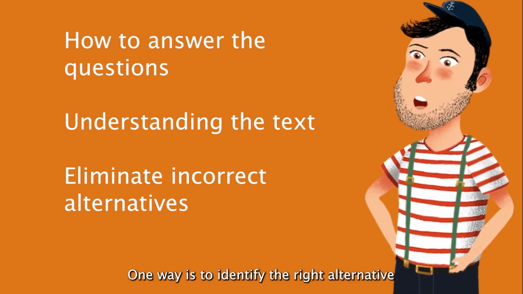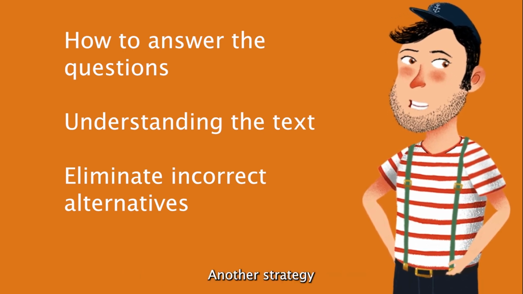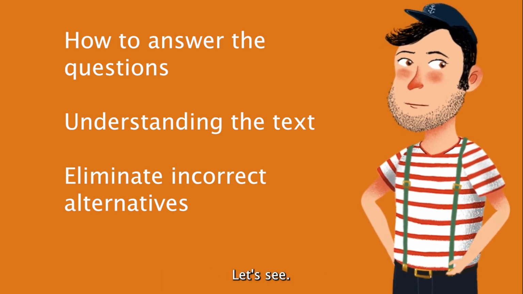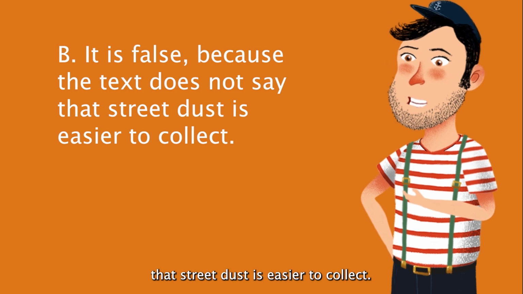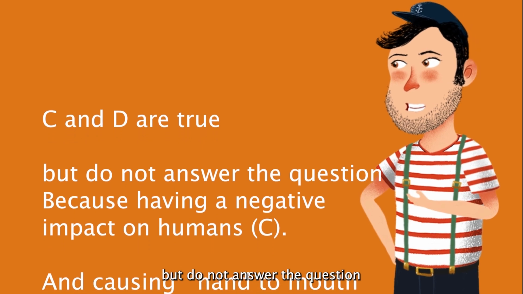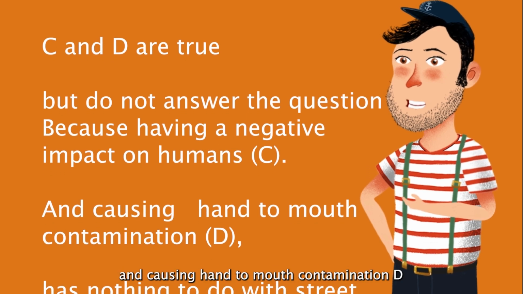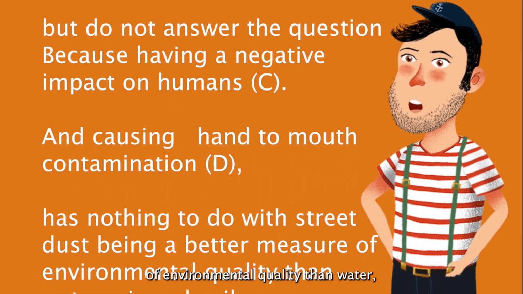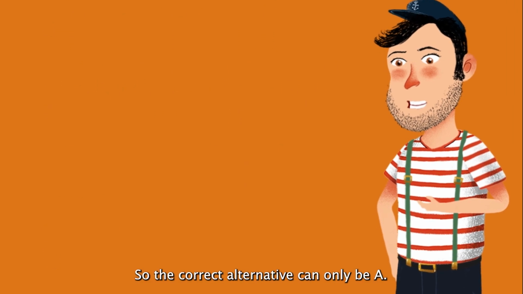One way is to identify the right alternative based on understanding the text, as we saw before. Another strategy is to eliminate incorrect alternatives. Let's see. Alternative B is false, because the text does not say that street dust is easier to collect. Alternatives C and D are true, but do not answer the question, because having a negative impact on humans, C, and causing hand-to-mouth contamination, D, has nothing to do with street dust being a better measure of environmental quality than water, air, and soil. So the correct alternative can only be A.